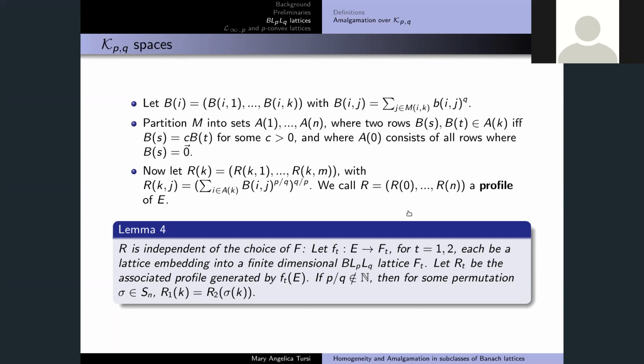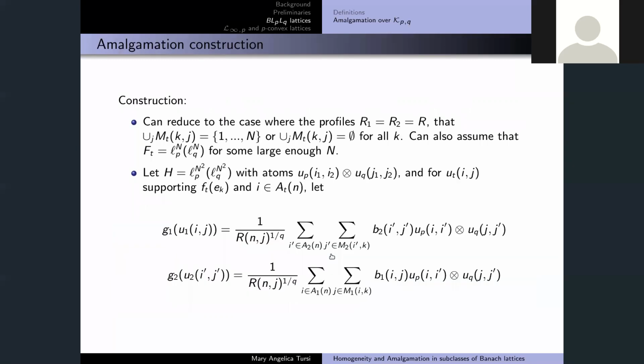And that's really helpful for us, because then what that's going to do is allow us to come up with a nice amalgamation construction. So we can fully characterize these KPQ finite dimensional lattices with these profiles. And so the construction is kind of complicated.